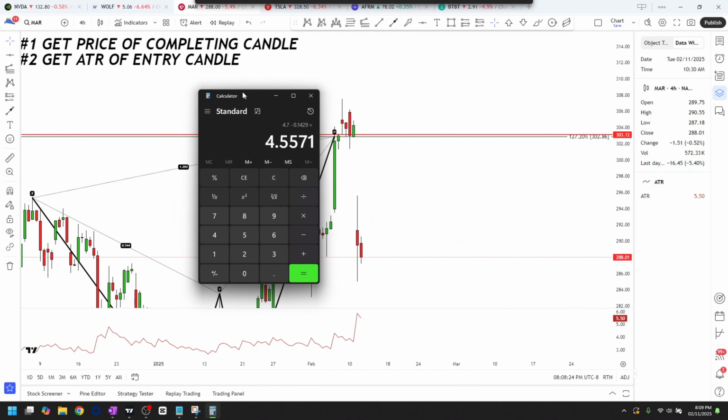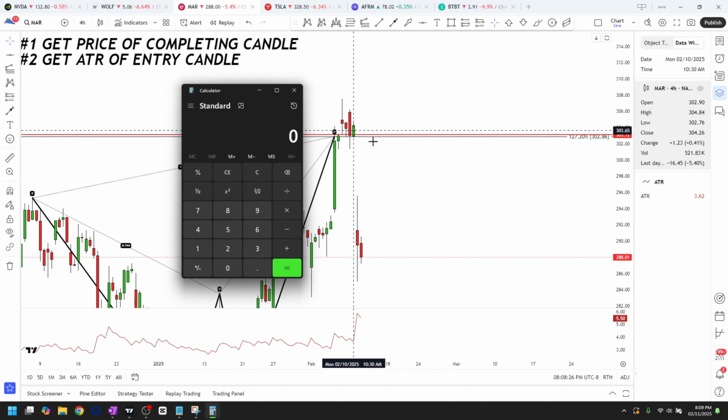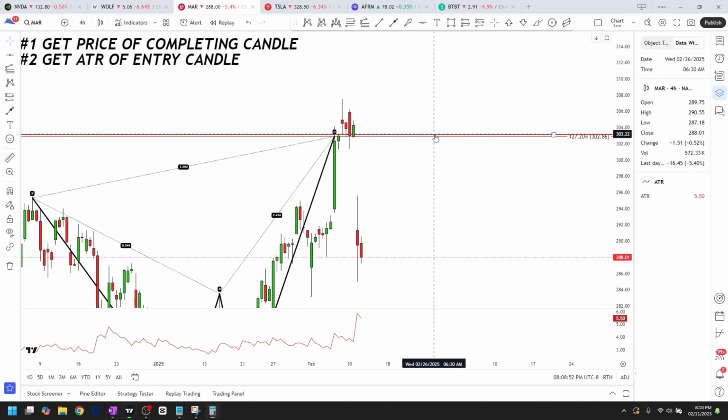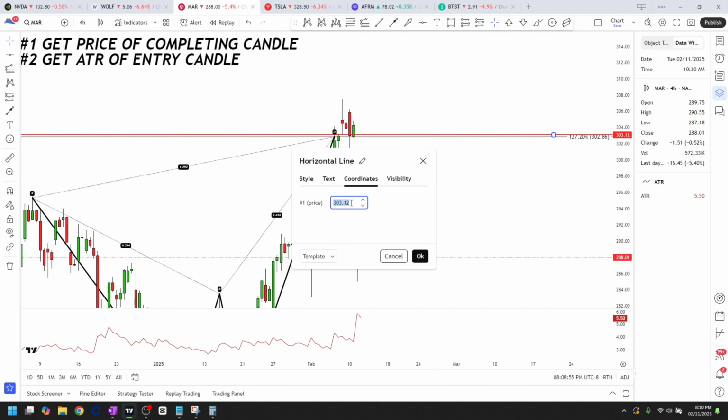Grabbing our calculator, we needed our price, which is 303, so we round up and make it 303.15. In this case we're adding because the stop needs to go above this price action. So 303.15 plus, what did we say the ATR was? 4.05 says put it at 307.20. So take the line and put it at 307.20.